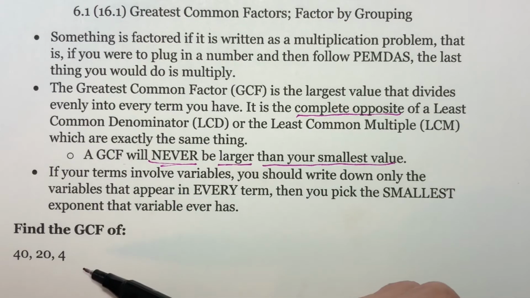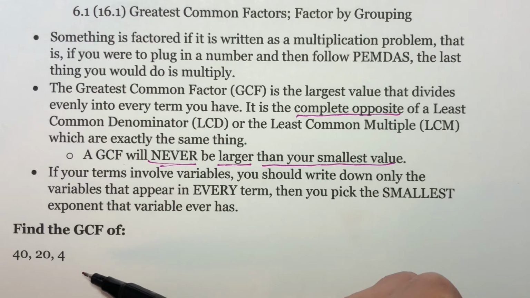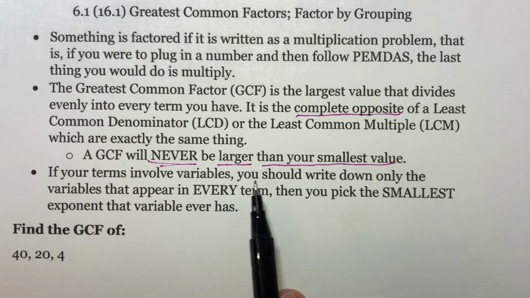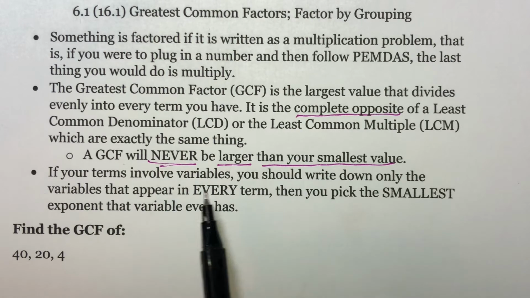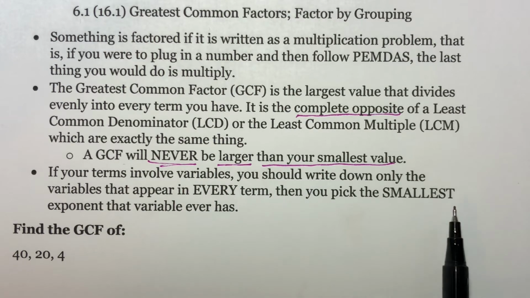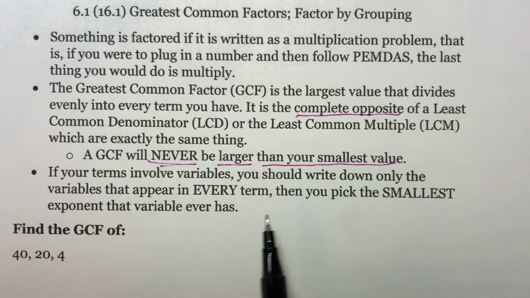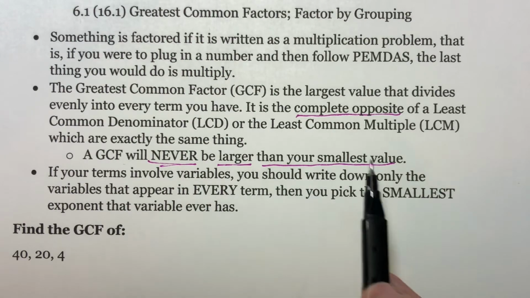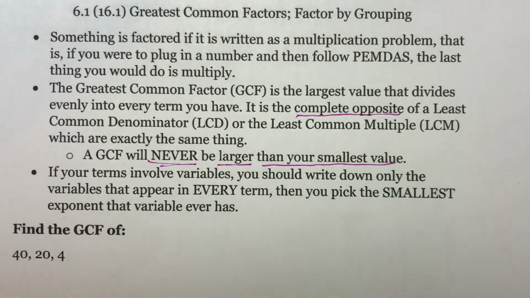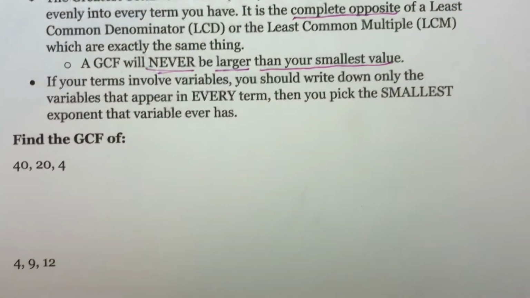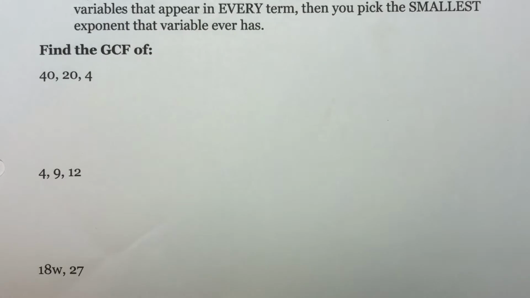If you glance down here, we're going to find the GCF here. My GCF cannot be bigger than 4 because 4 is my smallest number. This is one of the weird topics where dealing with variables is actually easier than dealing with numbers. If your terms involve variables, you should write down only the variables that appear in every single term, and then you pick the smallest exponent that variable ever has. This is very easy. You'll see it when we get to an example. Right now we're not really factoring completely, we're just getting practice finding the GCF.